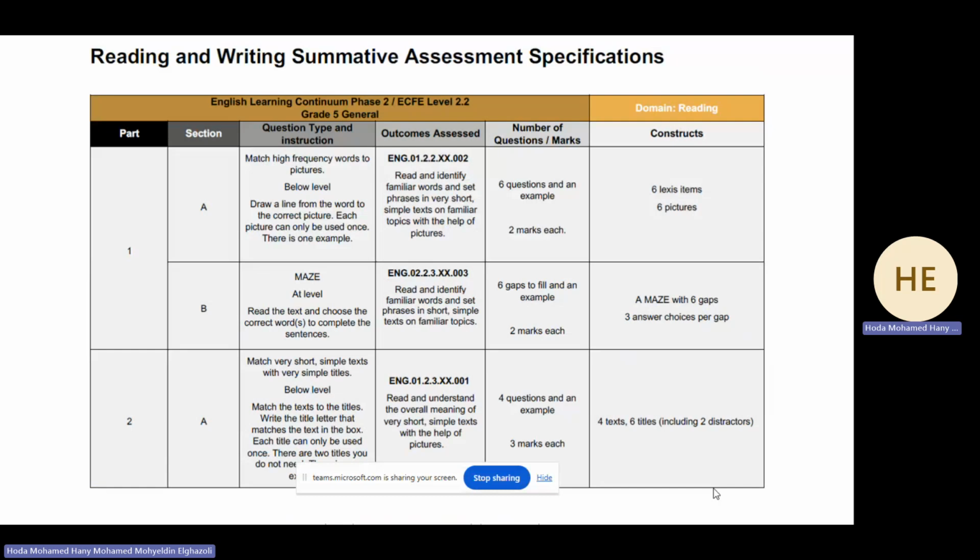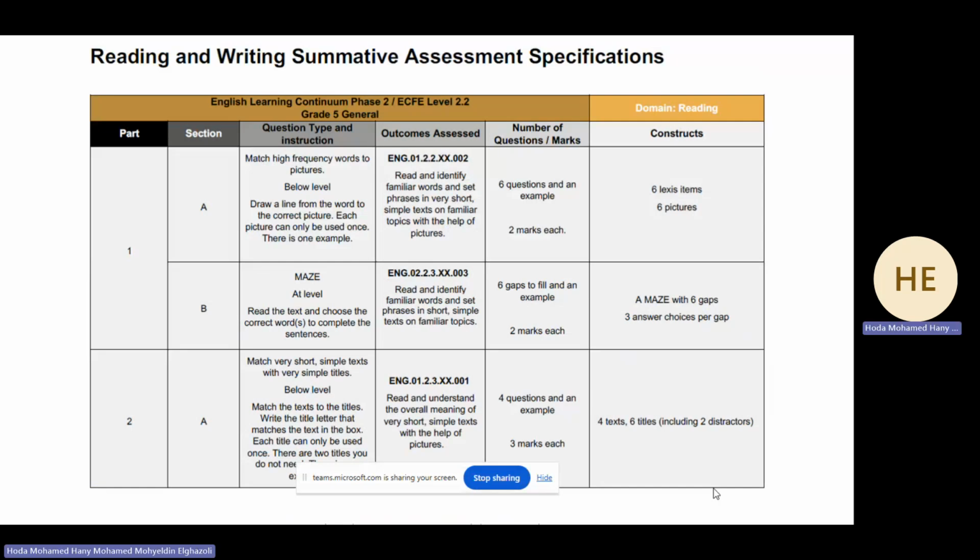And section B, there will be a maze. There will be 6 gaps to fill, with an example. For the maze, you will have 3 answer choices to choose from, and each question will carry 2 marks.